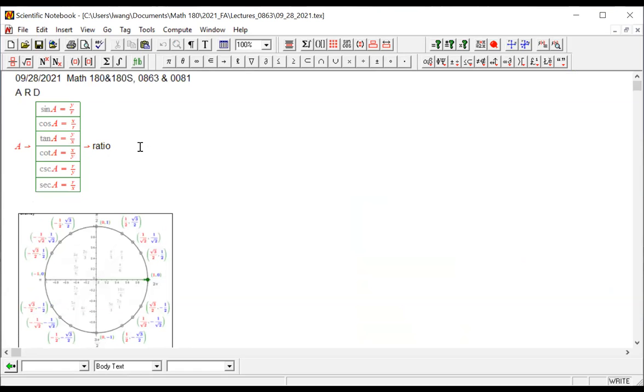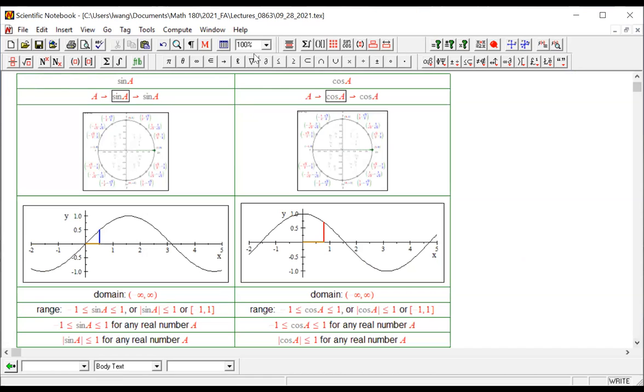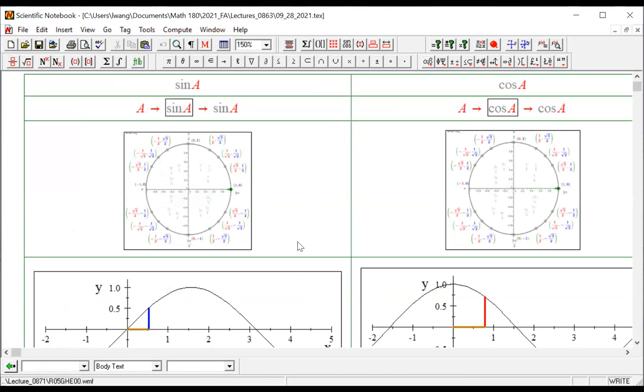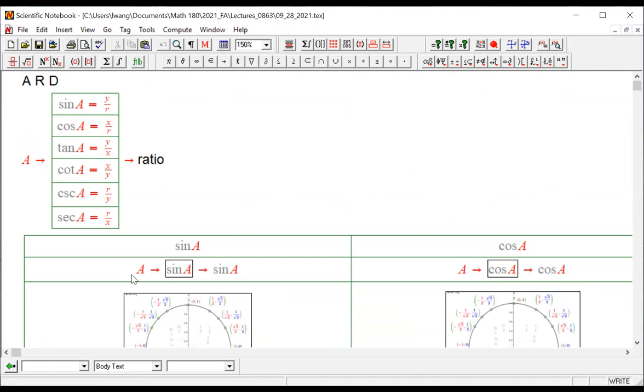What does the intercept mean? What's x-intercept? What's y-intercept? Take sine, for example. The input is A, right? The output is sine of A. It's a ratio. We know it's a ratio.